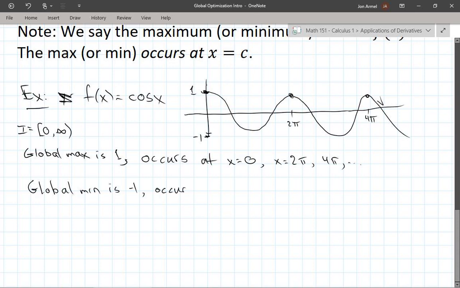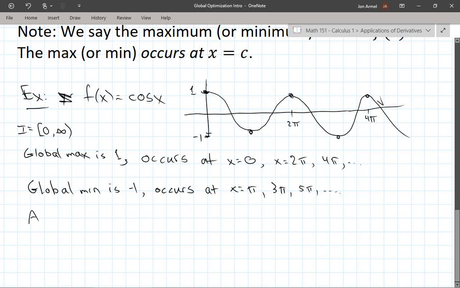And that, again, occurs at several places. So that's going to occur at x equals pi, 3 pi, 5 pi, and so on. So that's these points here. Okay, so just be aware of that.